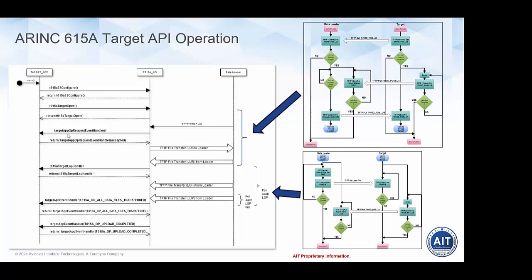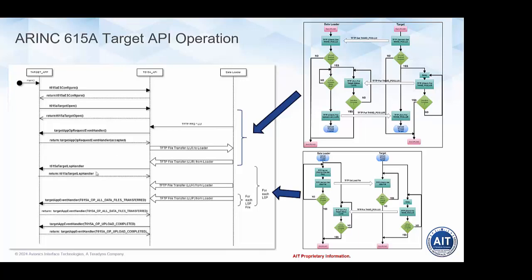You have to open the target. Then you sit in your callback functions and you wait for the library to tell you if a load operation has been requested. You can then decide based on the state of your LRU that you can inspect in your code inside the callback. You indicate to the 615A library if you want to receive that file or not, or that load operation or not.